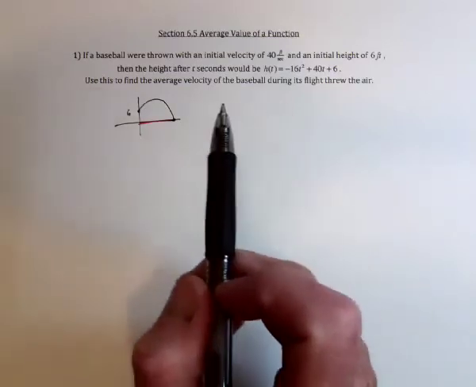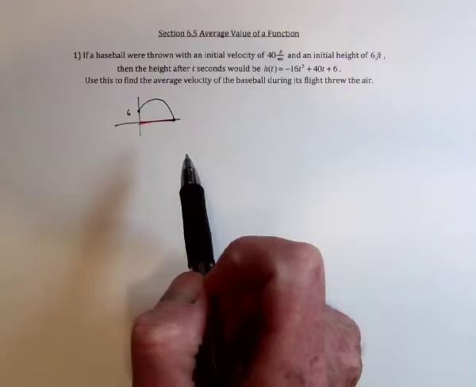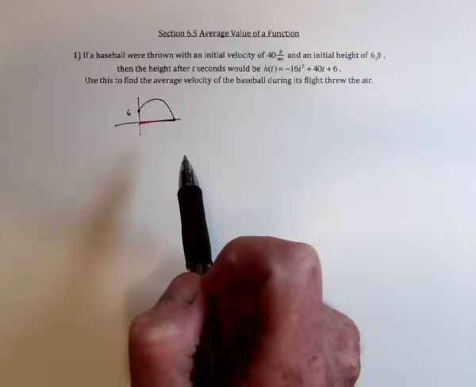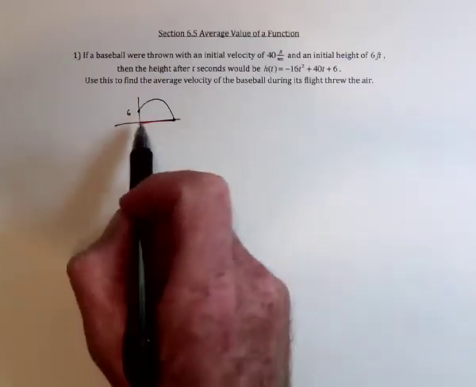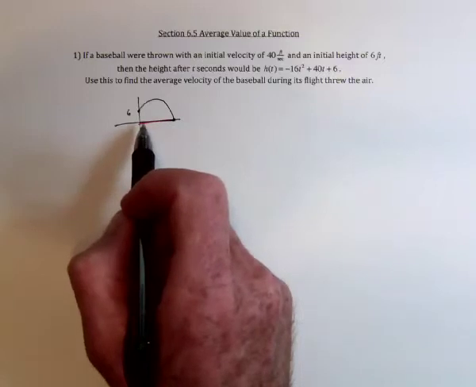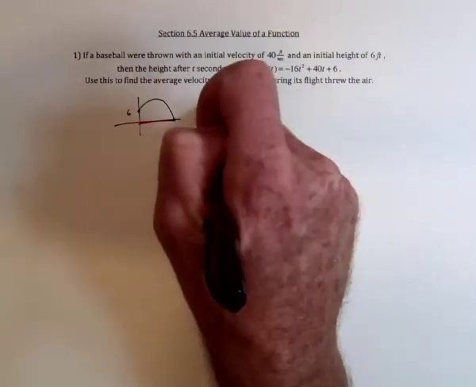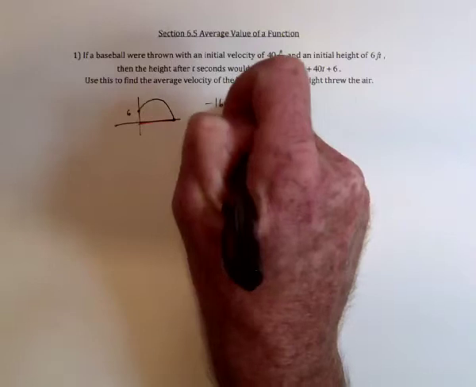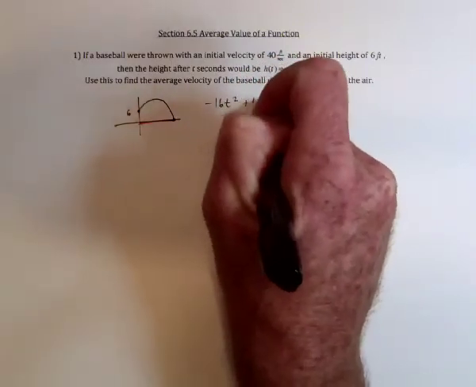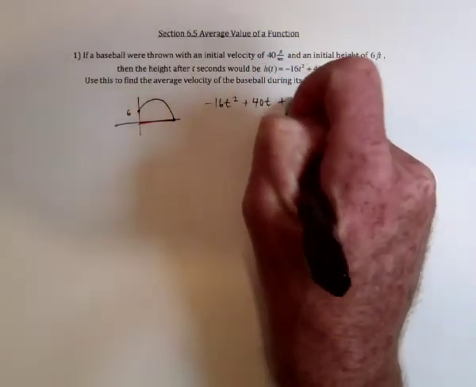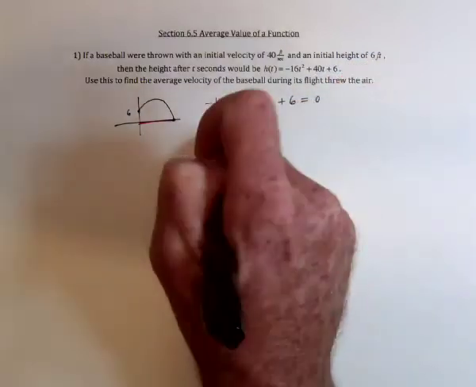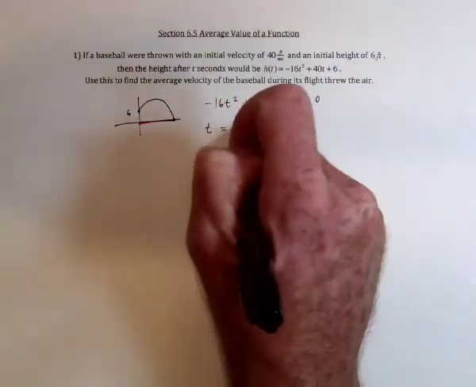And so like I said, we're going to be using integration to add up the function, and instead of dividing by the number of numbers we have, we're going to be dividing by the length of this time interval. So we need to know when this thing, the height, equals 0. And we can use the quadratic formula.